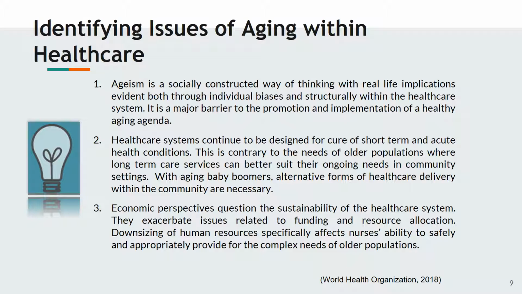And the third major barrier is from an economic perspective, which questions the sustainability of the healthcare system. Here we exacerbate issues related to funding and resource allocation. We do have a lot of downsizing and cost cutting that's happening that's going to have major implications for healthcare providers and the nursing population, specifically in terms of how to provide appropriate care and safe care for the complex needs of the older populations.